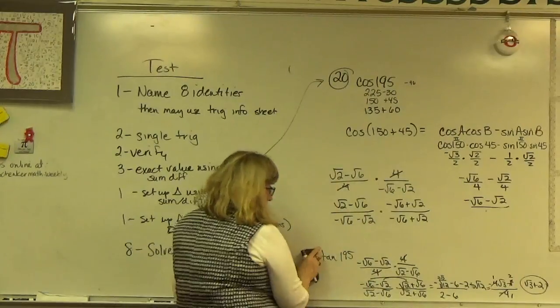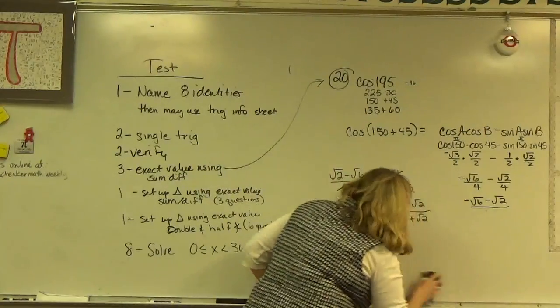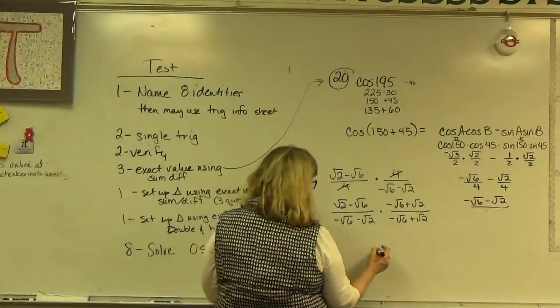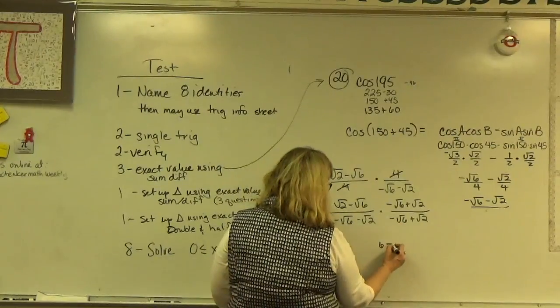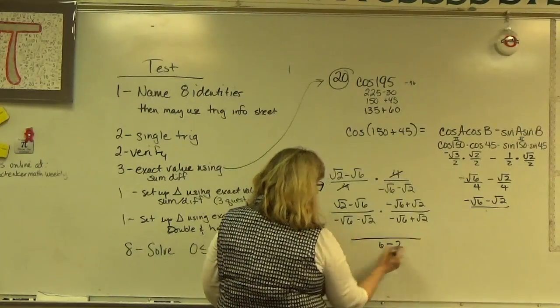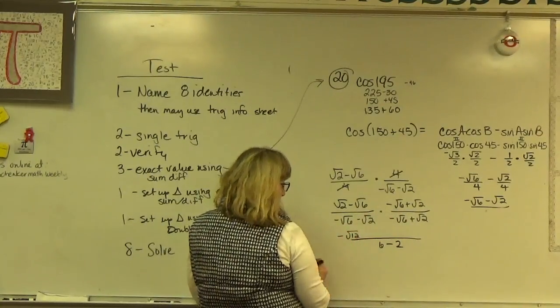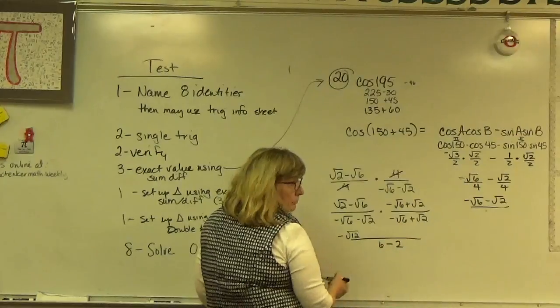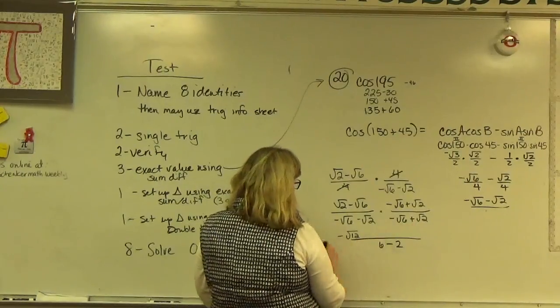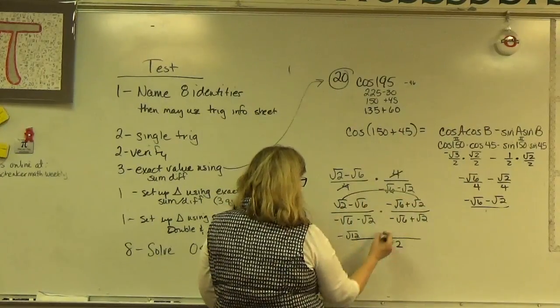Let me get rid of this then. So on the bottom is the easy one. Negative times negative would be positive, 6 minus 2. On the top, what will we get? So you just multiply it by the conjugate, the top and the bottom, by the conjugate.